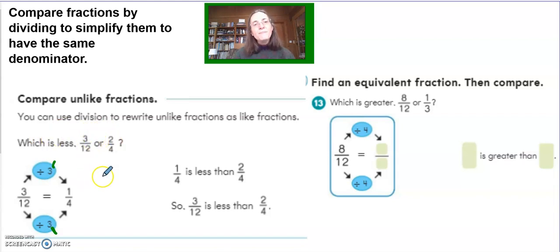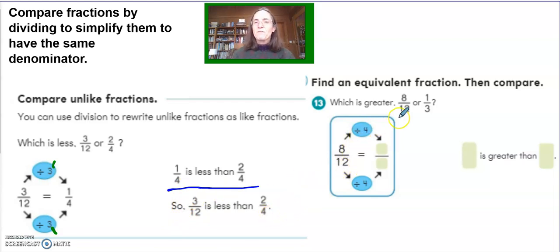Well, I'm noticing that 4 is a factor of 12 and 12 is a multiple of 4. And also 12 divided by 3 equals 4 and 3 is a common factor of 3. So let's divide them by 3/3. 3 divided by 3 is 1, 12 divided by 3 is 4. We get down to 1/4. Now I can see that my numerators are the same. And so 3/12 is less than 2/4.